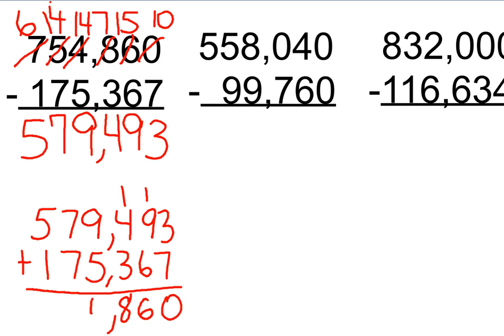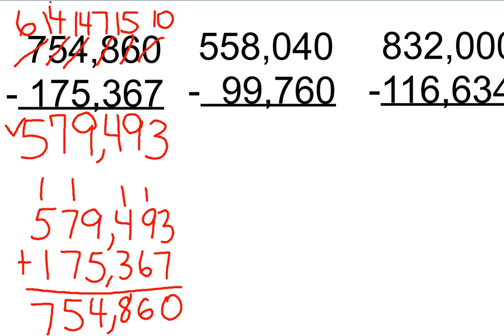9 plus 5 is 14, put the 4, regroup. 7 plus 7 is 14 plus 1 is 15, regroup. 1 plus 5 is 6, 6 plus 1 is 7. So we can see that the difference is accurate. 579,493 is an accurate answer. Let's now move on to the next example.